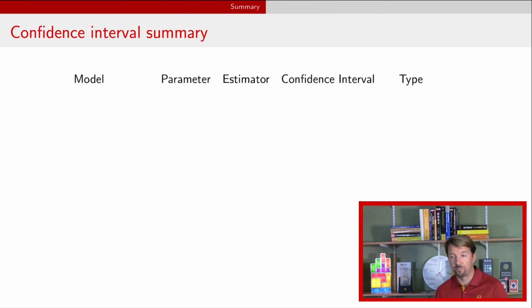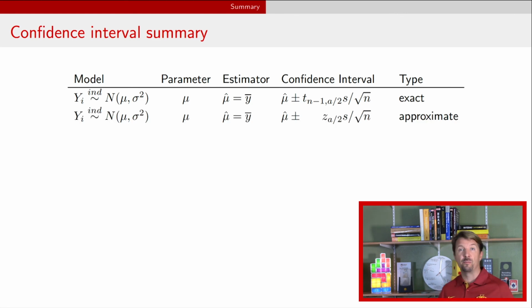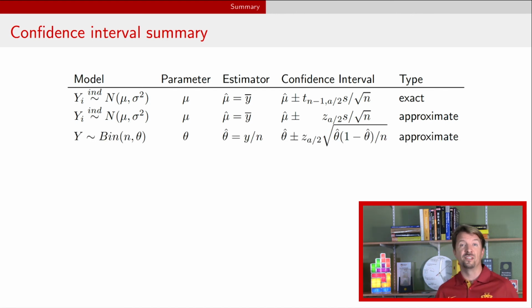In summary, we did a bunch of examples of constructing confidence intervals. So the first example we had was an exact example for a normal mean. Then we did an approximate example with the normal mean, and we pointed out that the only difference between these two is a t critical value compared to a z critical value. We found an approximate confidence interval for the binomial proportion. I just wanted to extend this one further.